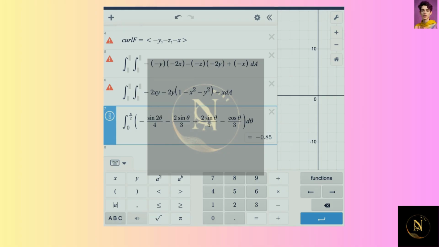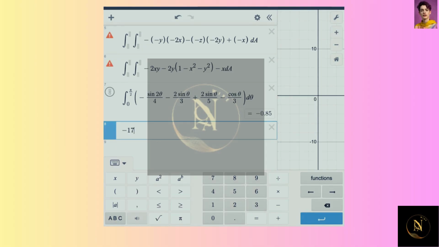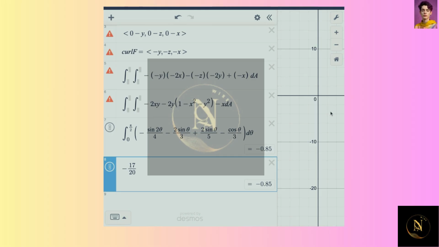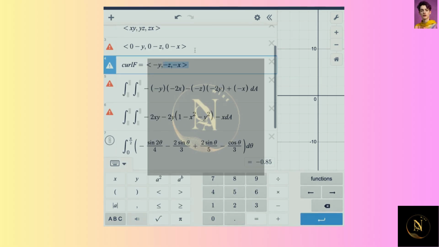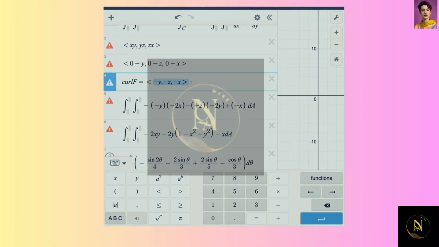And what we end up getting when we do this is negative 17 over 20, which we see is also negative 0.85. So while it takes some time, if we're able to use Stokes' theorem, it actually makes the process much easier because we're allowed to use the curl of F in order to evaluate the integrals.